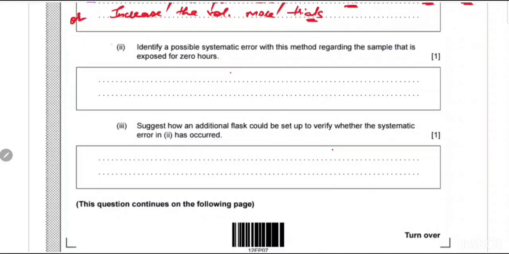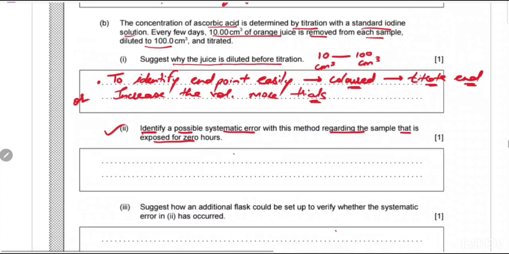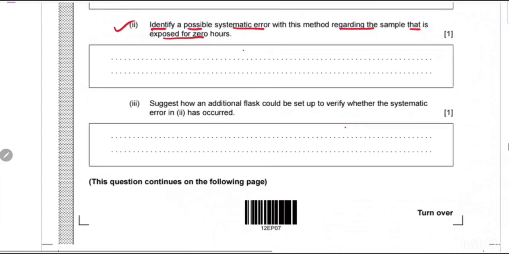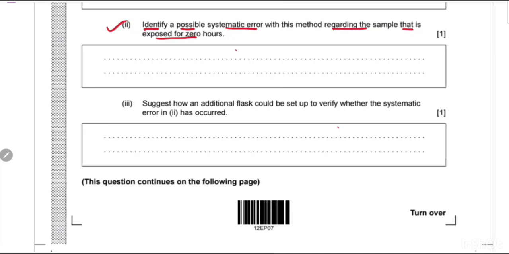The second part of this question is you have to identify a possible systematic error with this method regarding the sample that is exposed to 0 hours. When we see this question statement, there is a sample which has been kept for 0 hours, and when you withdraw the solution for titration from this, there will be exposure to oxygen or air. Hence the ascorbic acid present in this container can react with oxygen or get oxidized. So this could be the systematic error.